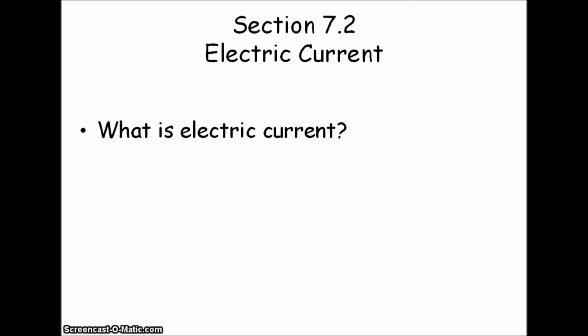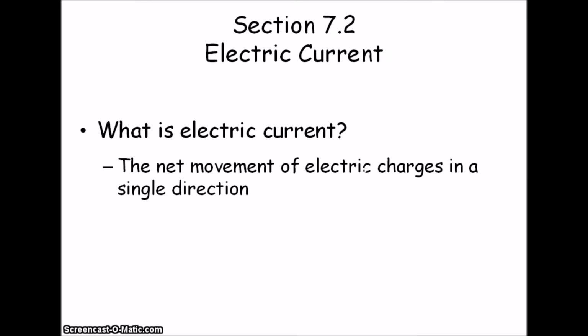Current. So the first thing, what is electric current? It is the net movement of electric charges in a single direction. And current is going to be measured in what we would call amperes, or we normally call it just amps. You've probably heard of that term amps before, especially when you're talking about stereo systems.